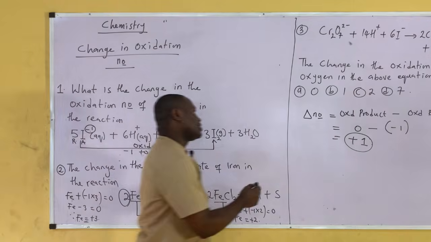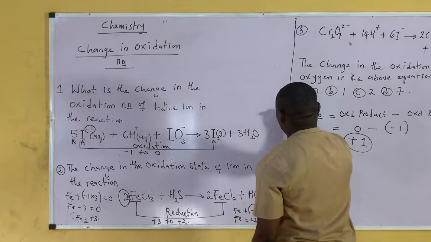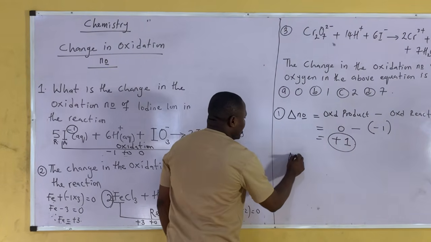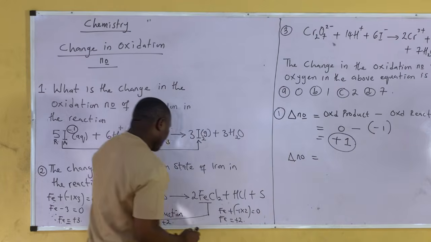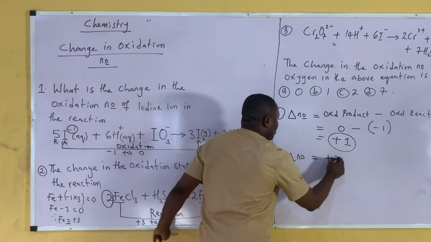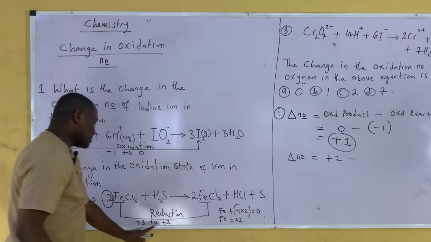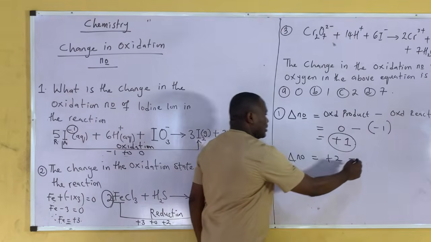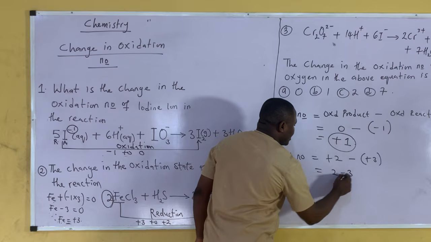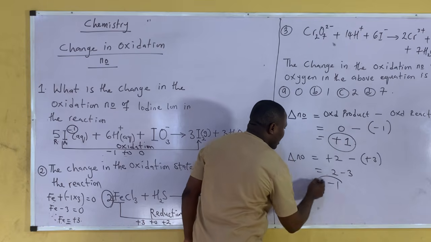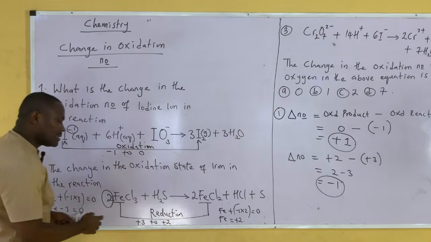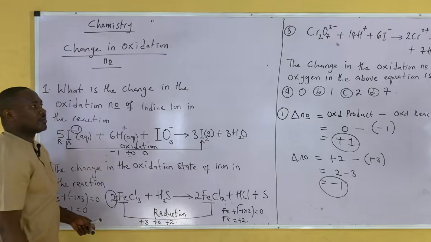So what is now the change? This is for number 1. What is now the change? So I have change in oxidation number is equal to the product, which is +2, minus, what is the reactant? +3. So this will now be equal to 2 minus 3 equals minus 1. Now, the minus sign is showing us that there's a decrease. So hence, it is a reduction reaction.